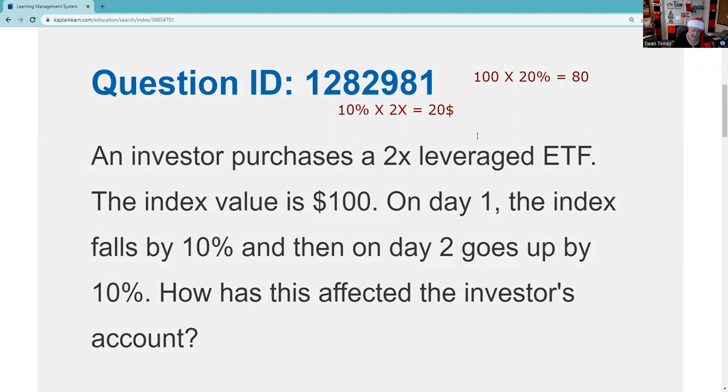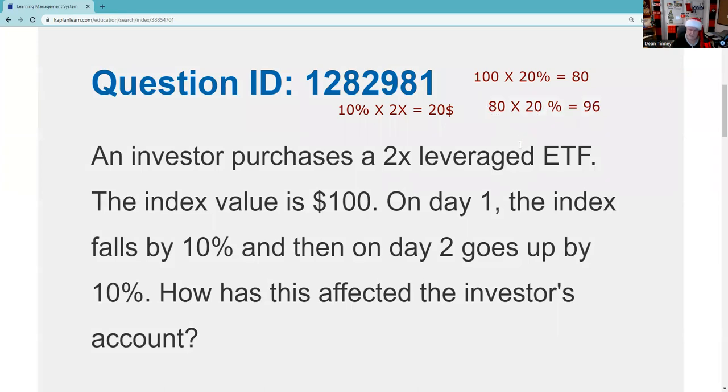Now, the index fell by 10%, so 10% of 100 is 10, and we expect the index is now at 90. And then it goes up on day two by 10%. So again, I'm thinking my ETF is going to go up twice that, so 20%. I would expect that this went up 20% of 80, and I would expect that's 96. So it looks like I'm down 4%.